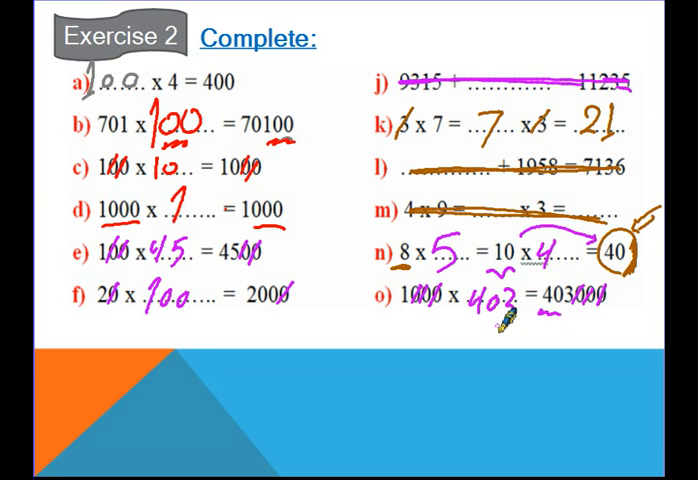At the end of this lesson, I wanted to say, if I multiply by 10, I just put a 0 to the right of the number. Like 4 times 10, it equals 40. And if I multiply by 100, like 4 times 100, it equals 400. And thank you.